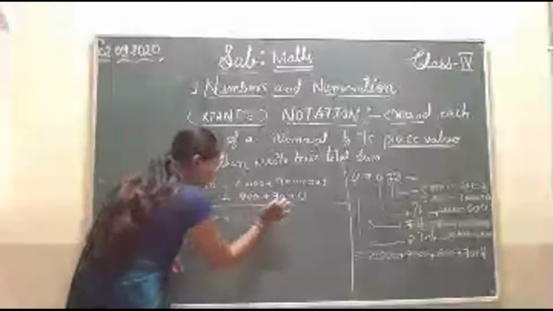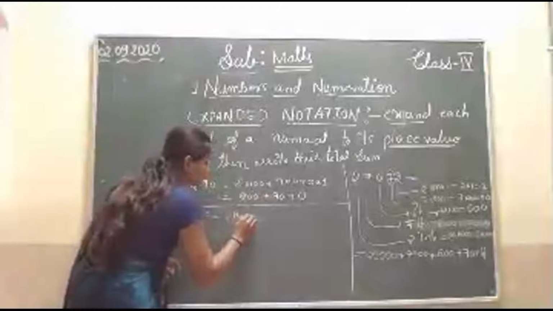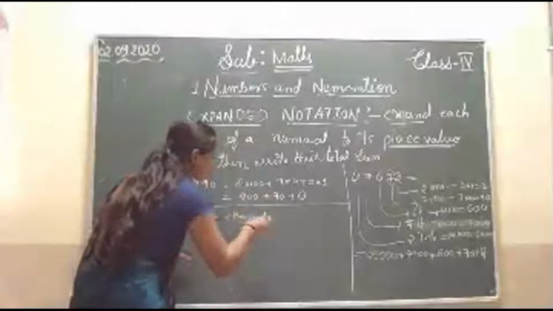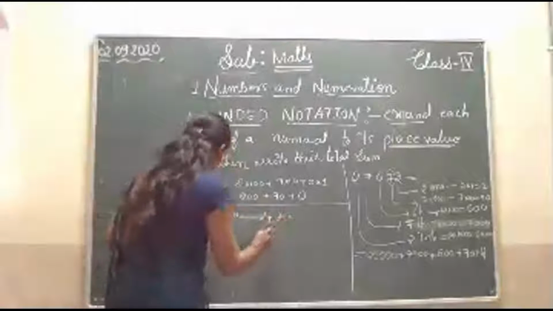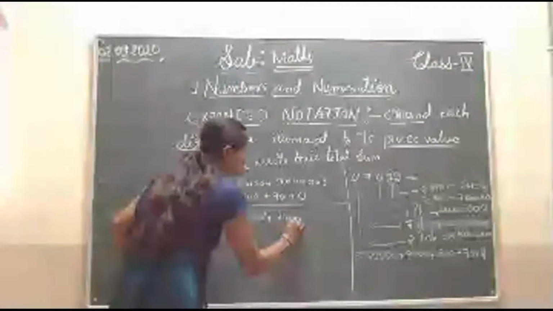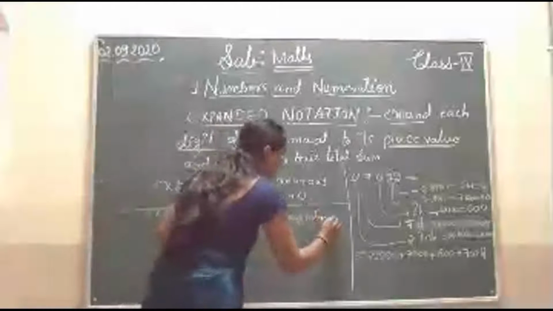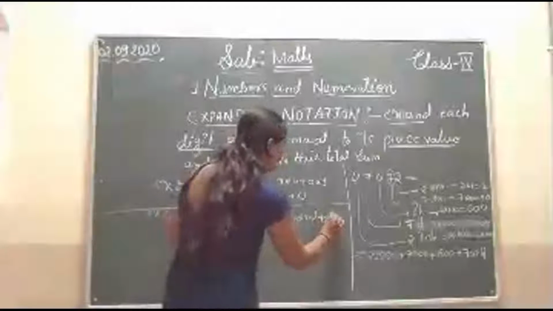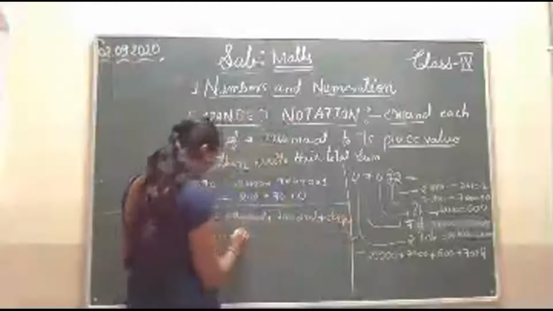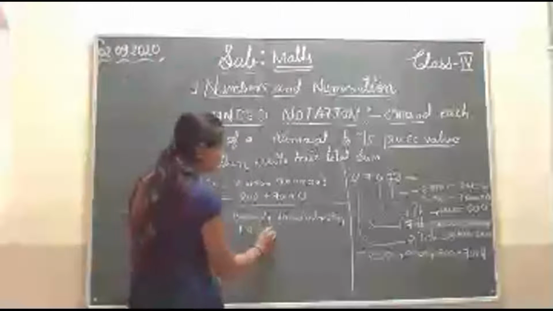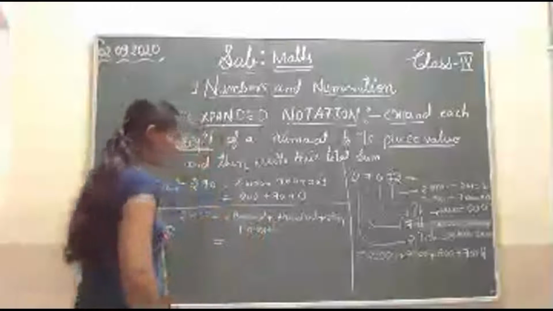I will write it in full form, students. So that is 1,000. Next, 7 is the plus 700. The 6 is in the tens place. The last digit, 0, is in the ones place. You know that this is one step, students.